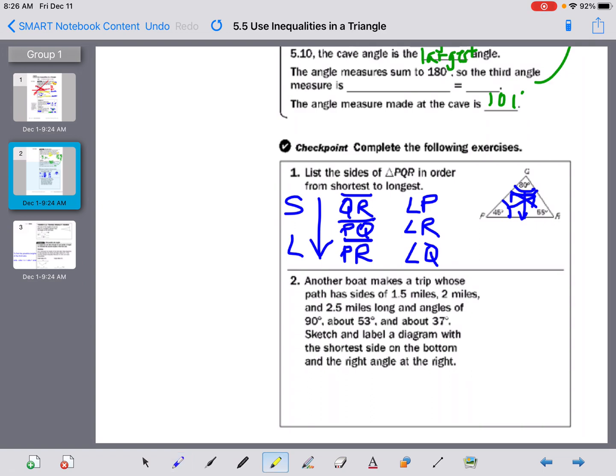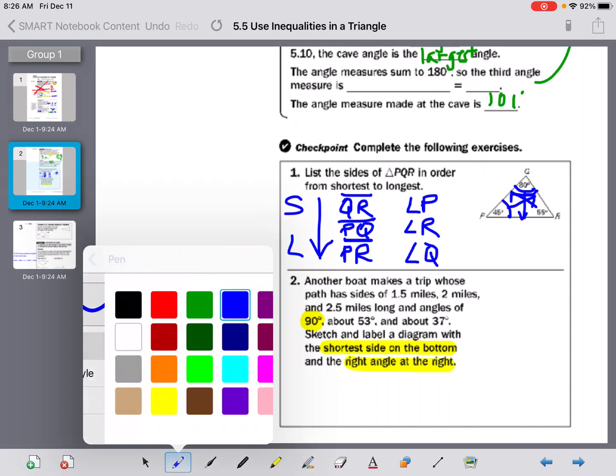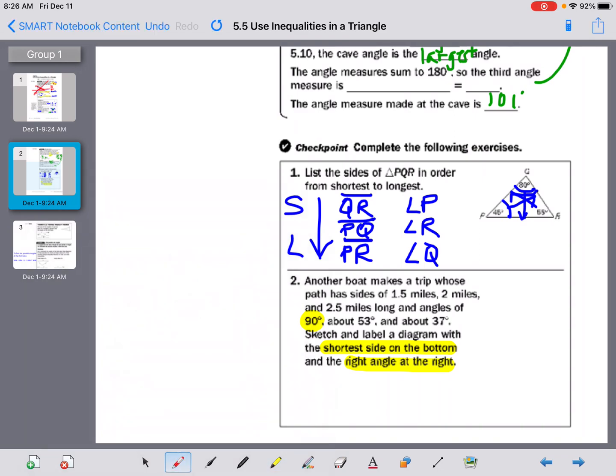Okay, some key things that jumped out at me. I have a 90-degree angle. That's nice to know because I can put a 90-degree angle with some pretty good accuracy in my drawing. Sketch and label diagram with the shortest side on the bottom, right angle at the right. Okay, so I'm going to start with those directions and go from there. So I have my shortest side at the bottom, right angle right here at the right where I'm already at. So I'm going to make sure this side's longer. Okay, there's the start of my triangle.